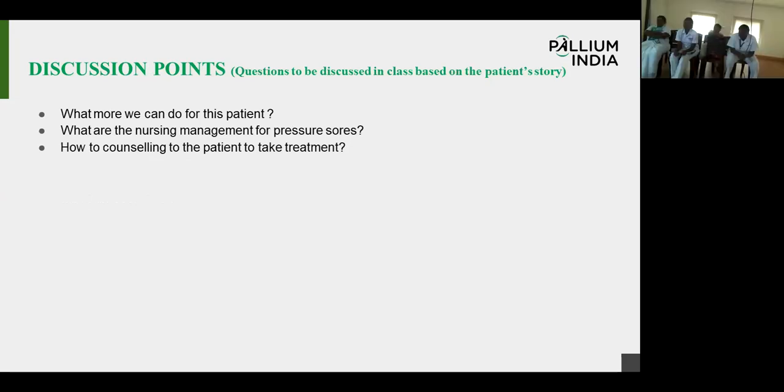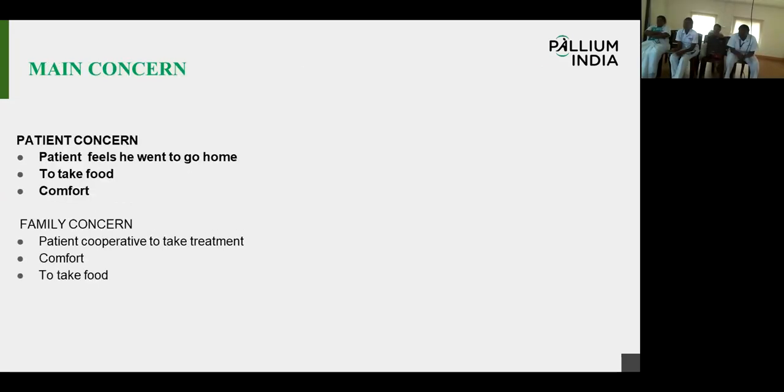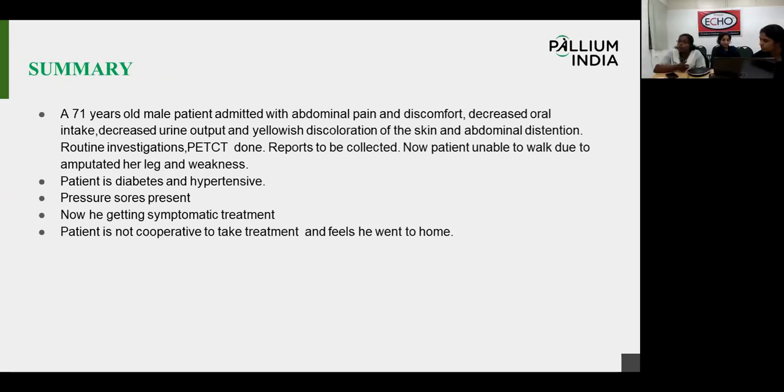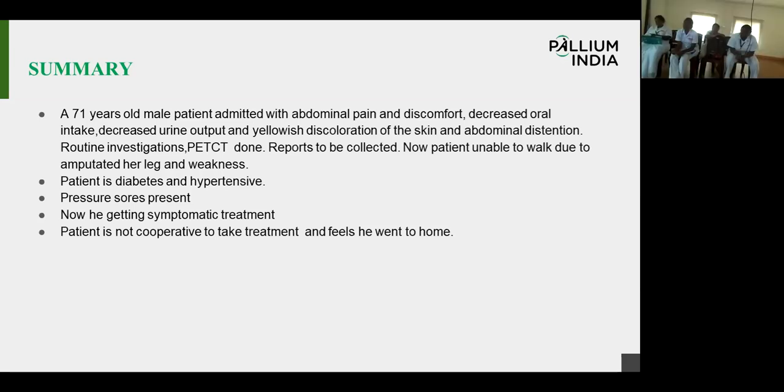So cause of admission: abdominal distension, decreased urine output and decreased oral intake, ma'am. So now how is he? He's fine, ma'am. He's better now. Patient discharged with stable condition.